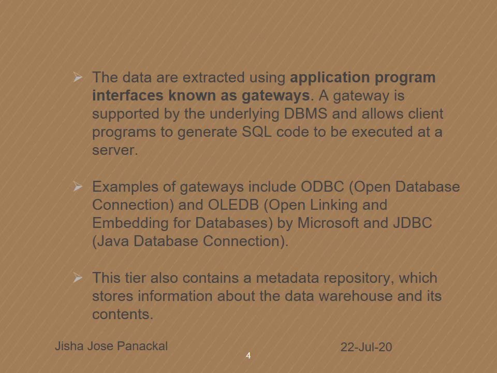The data are extracted using application program interfaces, which are known as gateways. A gateway is supported by the underlying DBMS and allows client programs to generate SQL code to be executed at a server. So gateways are used to extract data from different sources. Examples of gateways include ODBC, OLE DB and JDBC. ODBC stands for Open Database Connectivity. OLE DB means Object Linking and Embedding for Databases. It is developed by Microsoft, and JDBC is Java Database Connectivity.